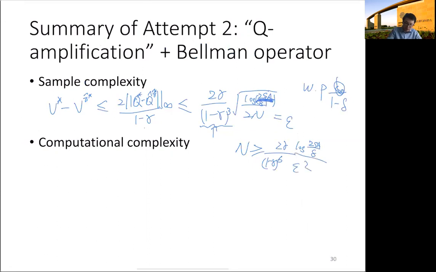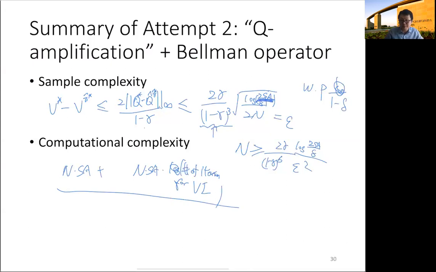So the total number of oracle calls is n times SA plus n times SA log number of iterations for value iteration. Okay, so in this way we can improve the dependence on the dimension, on the size of the state space, while suffering a little bit of worse dependence on epsilon and worse dependence on the planning horizon.